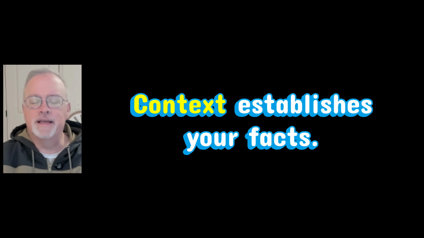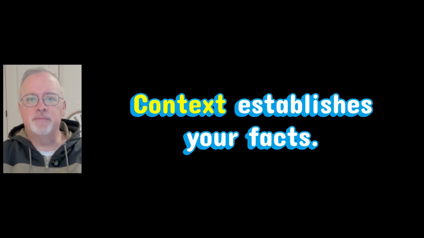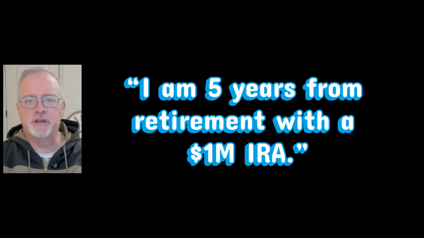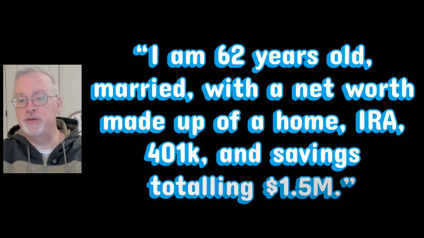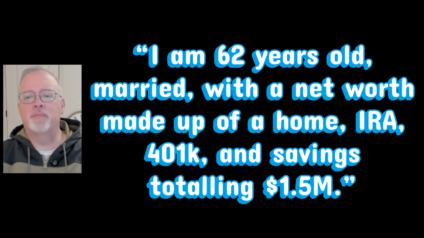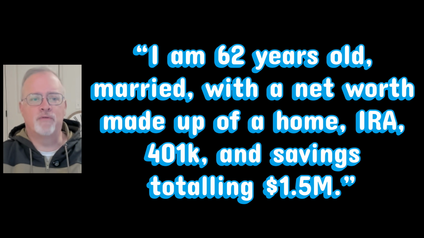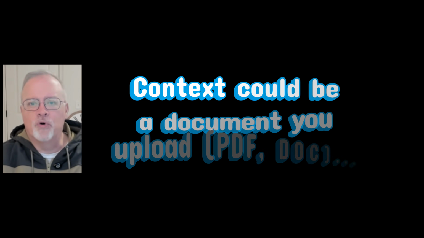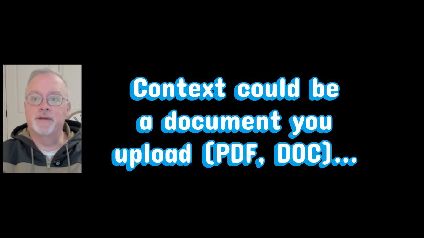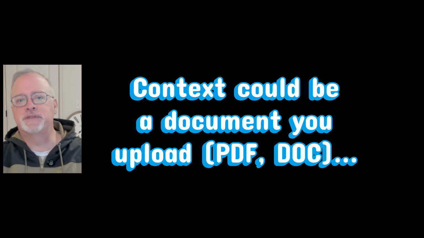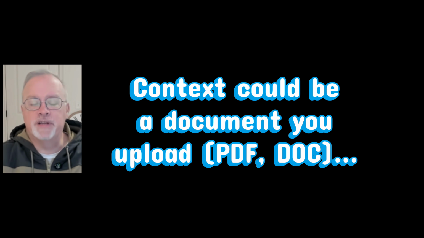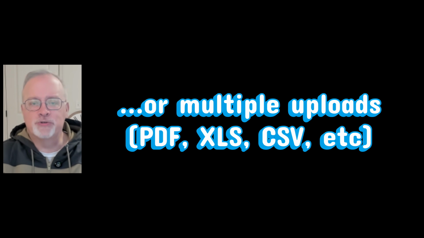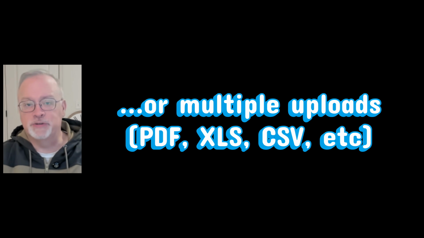The context establishes your facts. This could be a description of your current financial state. I'm 5 years from retirement and I have a $1 million IRA. Or I'm 62 years old. I'm married with a net worth made up of a home, an IRA, a 401k, and savings totaling $1.5 million. This could also take the form of an uploaded detailed document, maybe something you've created or something from a CFP or something generated by your retirement planning software. It could also be multiple documents, like a general description text document and a financial spreadsheet.